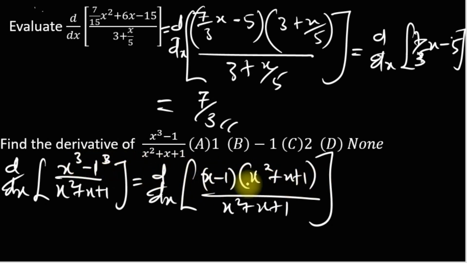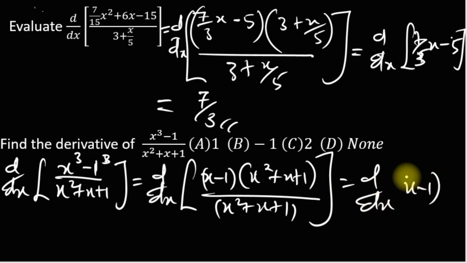So you know the formula. So once you expand this, you get back this. And what do you notice? So this is just derivative of x minus 1, because this is gone, which is 1. So the answer is A.